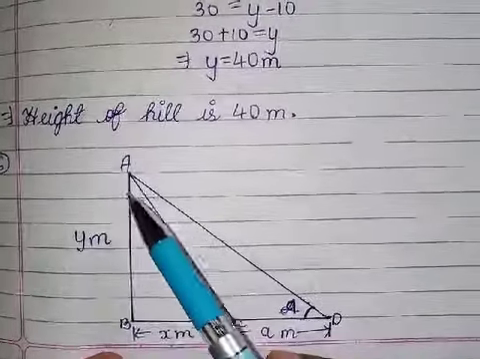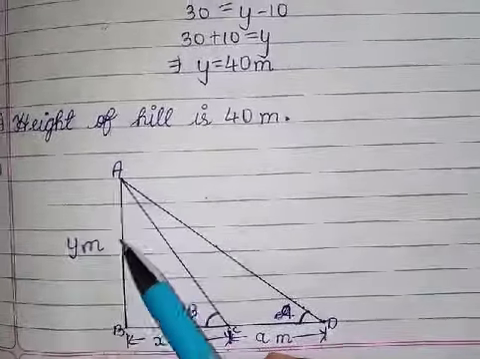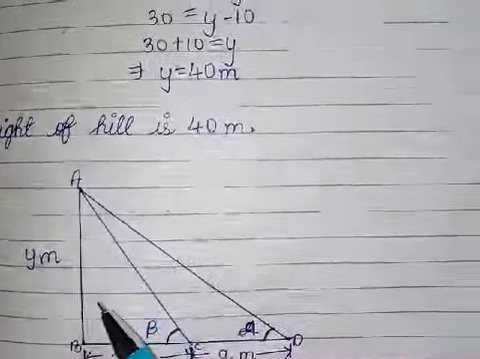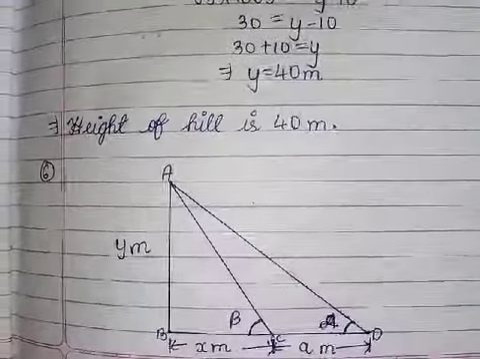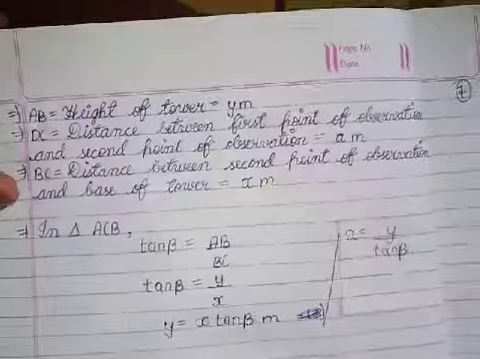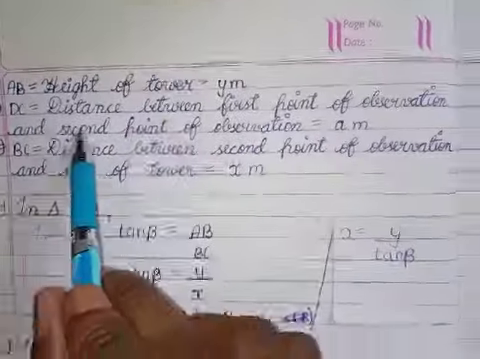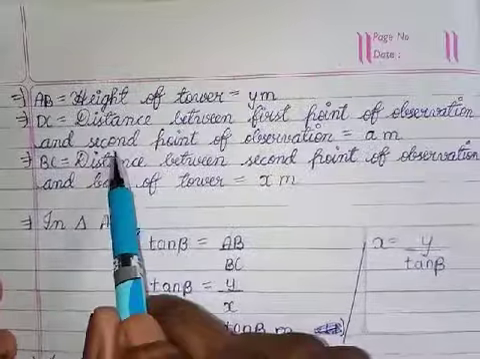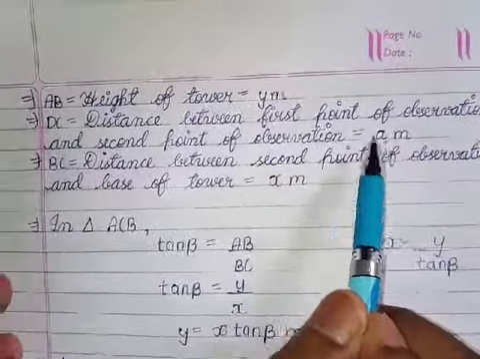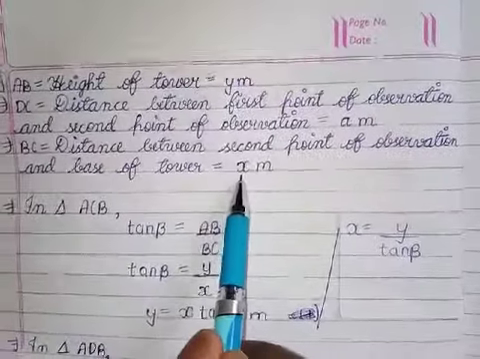Okay, and also we have to prove that the height of the tower is a tan alpha tan beta upon tan beta minus tan alpha. Find tan alpha and tan beta, and we have to equate y. So AB is equal to the height of the tower, y meter. DC is the distance between the first point of observation and the second point of observation, a meter. BC is the distance between the second point of observation and the base of the tower, x.